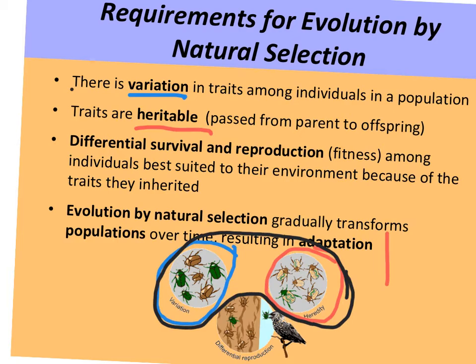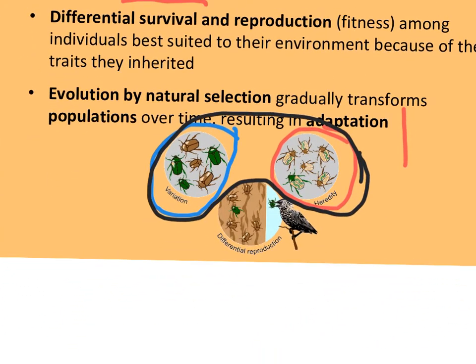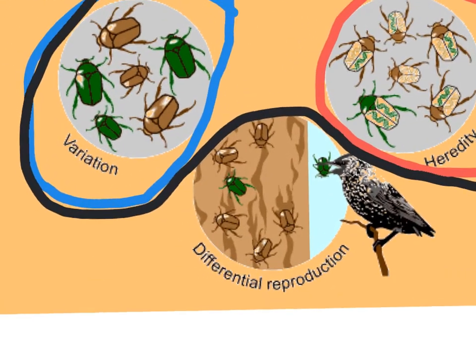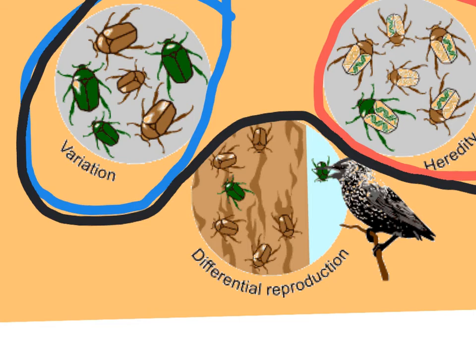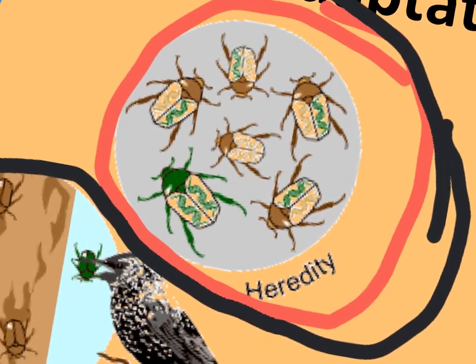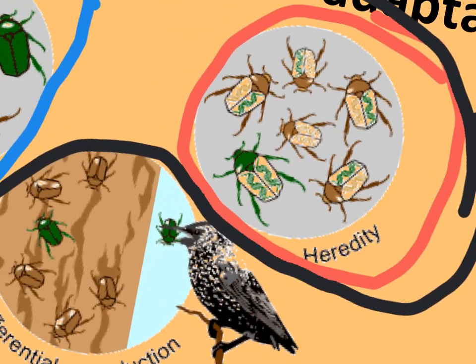Okay? So, let's take a look at this. So here's differential reproduction on the bottom here. Now we've got a tree that's brown. We've got beetles that are green and brown. Who is getting eaten and who's not? Well, here's the heredity. We can actually see this. You can actually see the DNA in there. And we've got green, right? And we've got, I don't have brown, but we'll use black. Black.